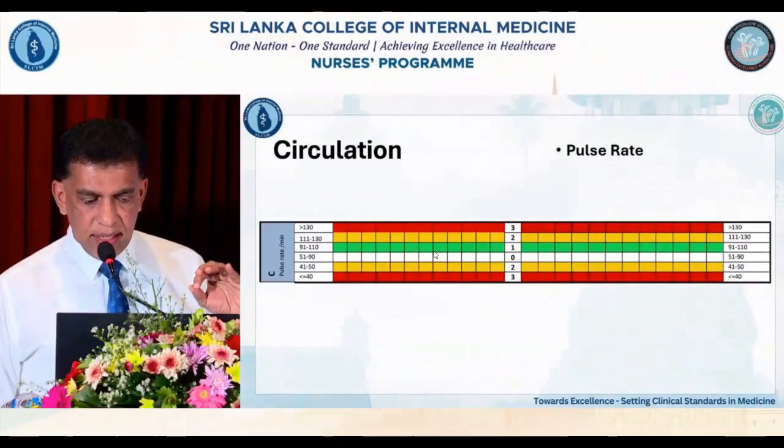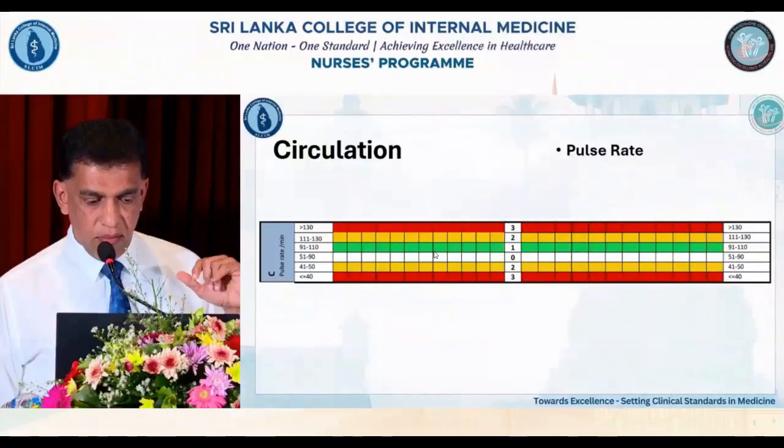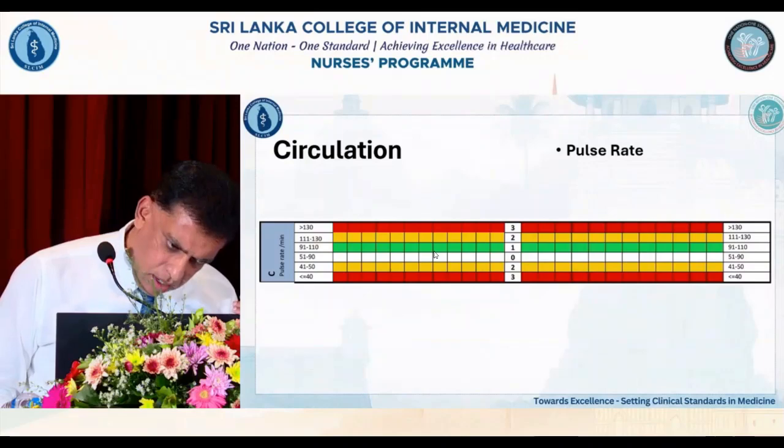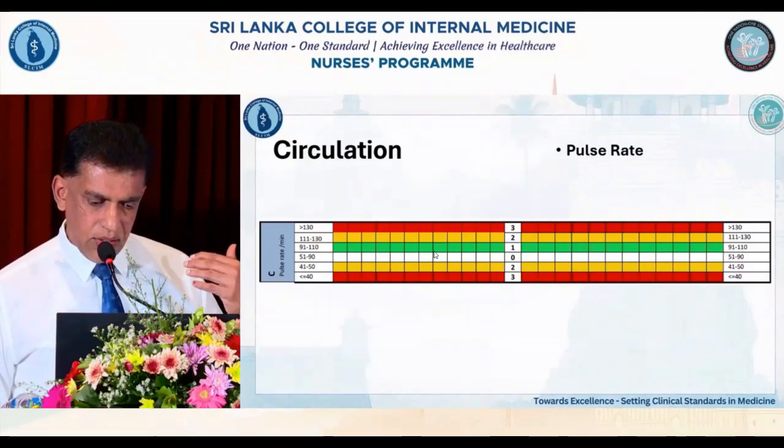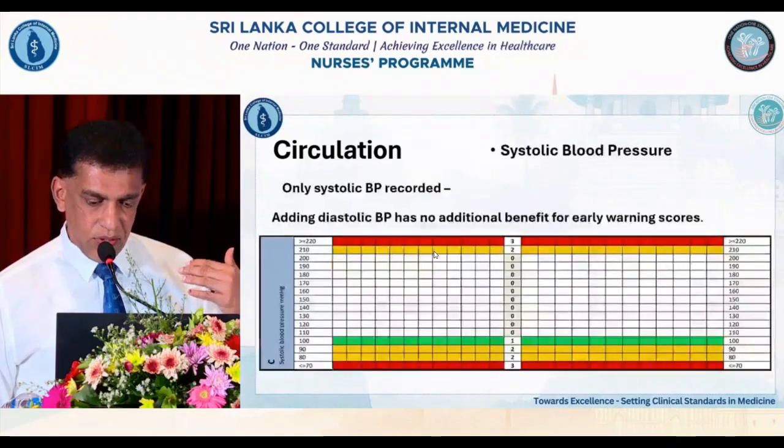So look at the pulse rate, right? Again, there is a green zone also coming with a 1 mark. And there are red zones in both if the pulse is more than 130 or less than 40, right? So there are 2 extremes of pulse values.